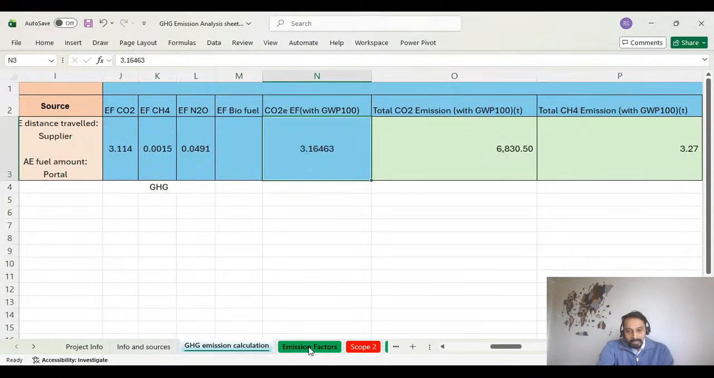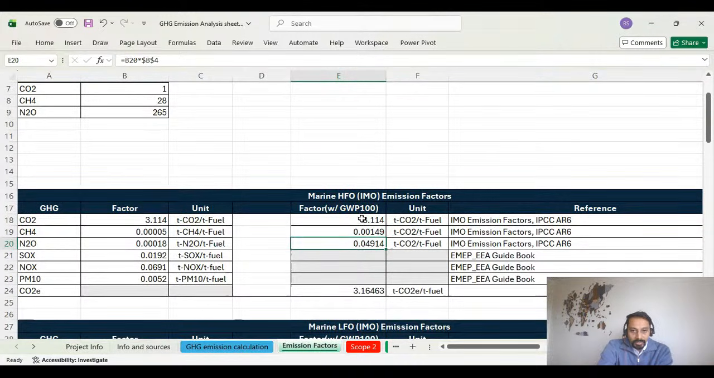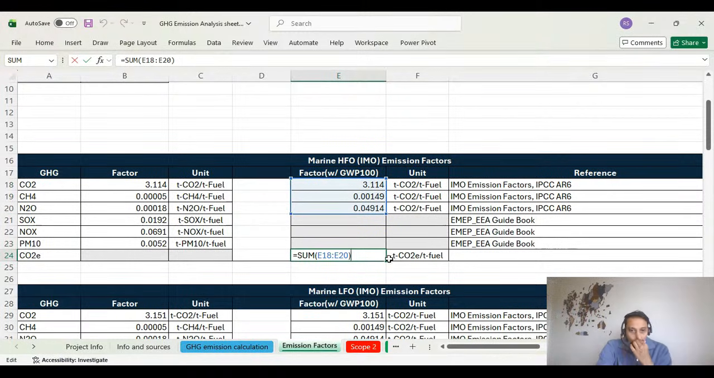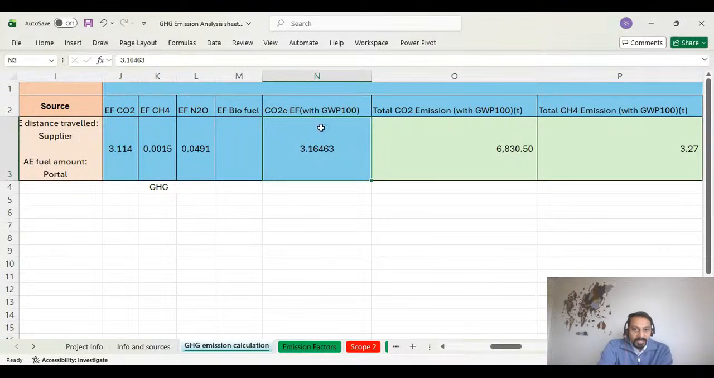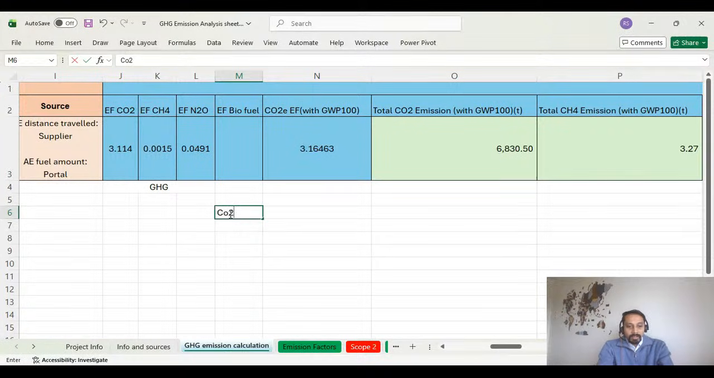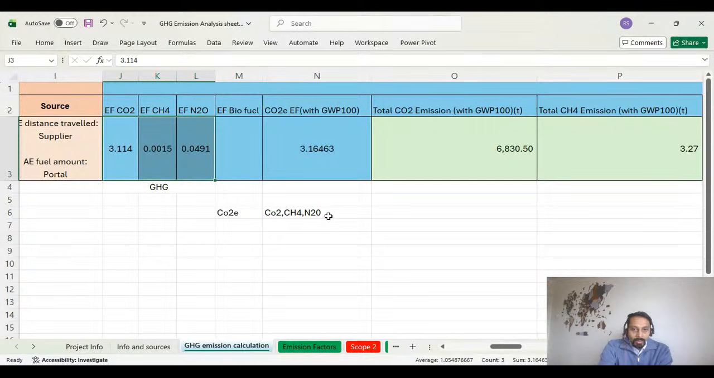That whole stuff comes to 3.16463, which you can definitely utilize based on your requirement. That is the total of these three. You can see the sum of all three tons of CO2 equivalent emission factors, and that includes the GWP, which is why it is called a CO2 equivalent emission factor with GWP. So ultimately the CO2 equivalent covers CO2, CH4, and N2O, and the individual emissions factors are separate.